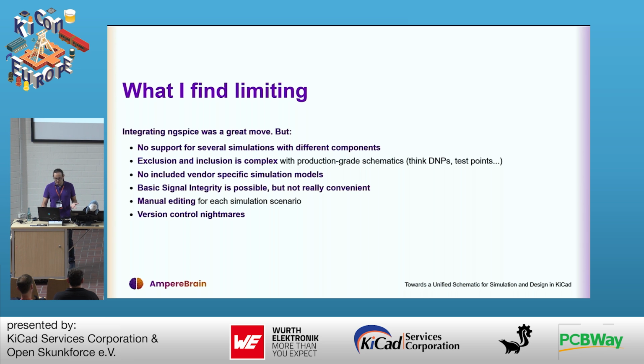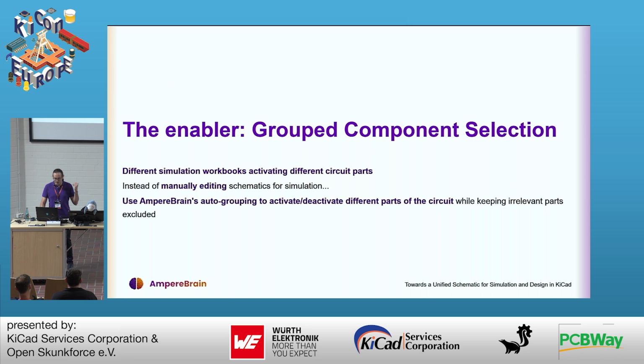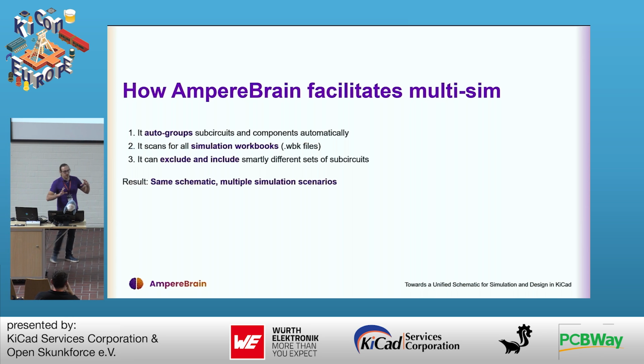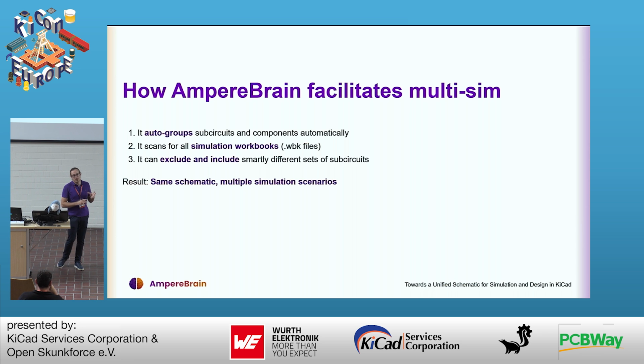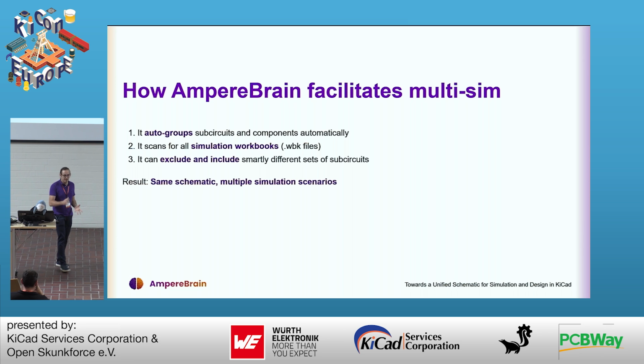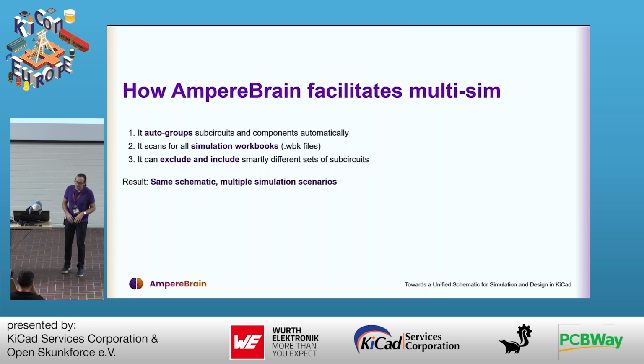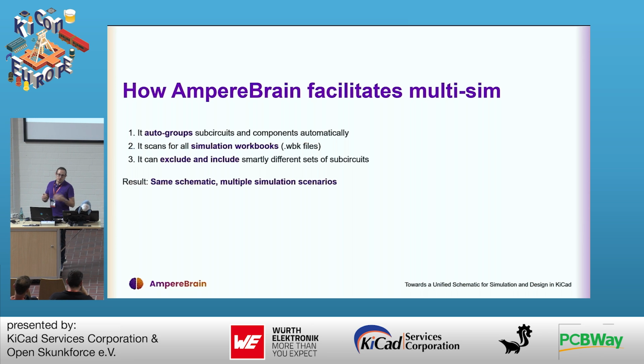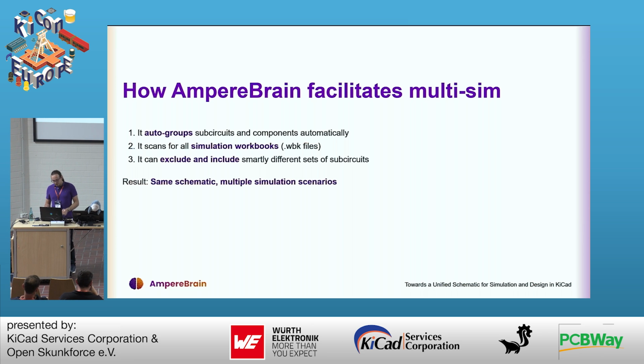So that's basically what I described. The way I did it with AmpereBrain, there's the group selection. I'm not going to go into the details, but the whole idea is that there's this rectangle grouping for subcircuits. You go into the software, you select which one should be activated and which shouldn't. You have your workbook file that contains the spice of the simulation that you need, and then you can include or exclude whatever you need on the spot.